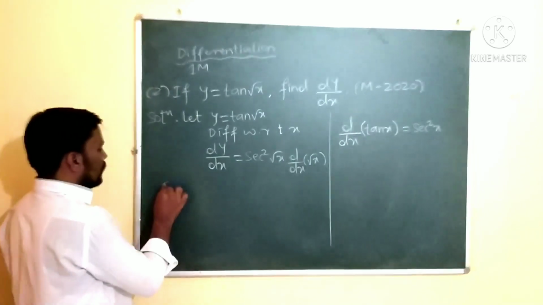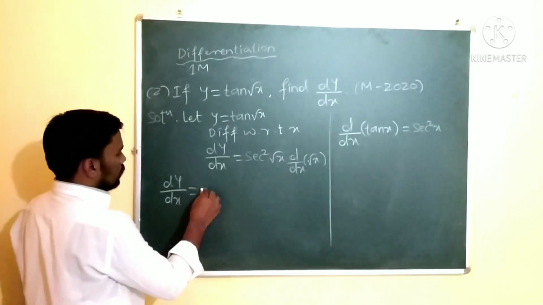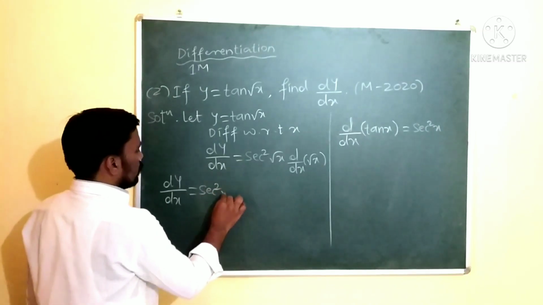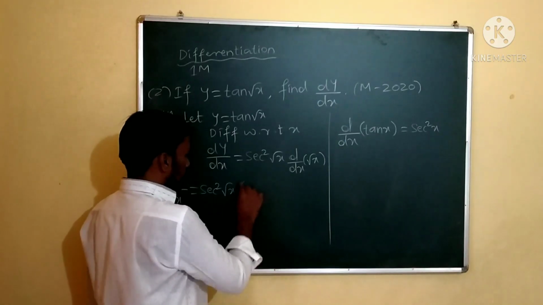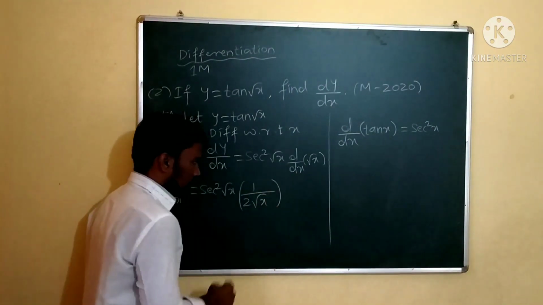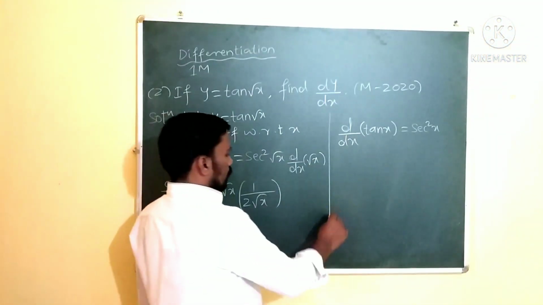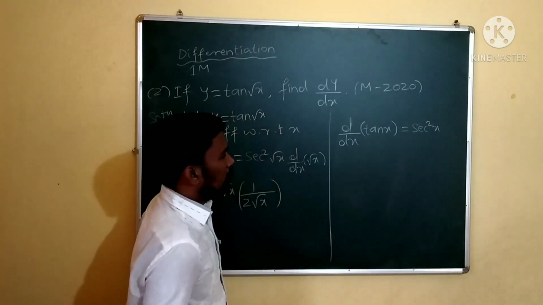That is dy by dx is equal to secant square root x into the derivative of root x, which is 1 by 2 into root x. You should remember that. Again, by using the standard formula, you can obtain that derivative.